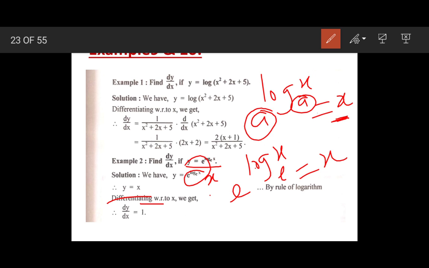Now I am differentiating with respect to x. So dy upon dx is equal to the derivative of x, and the derivative of x is 1.